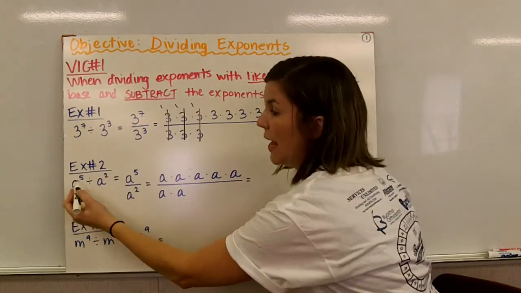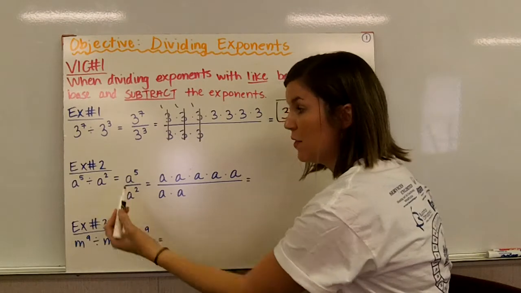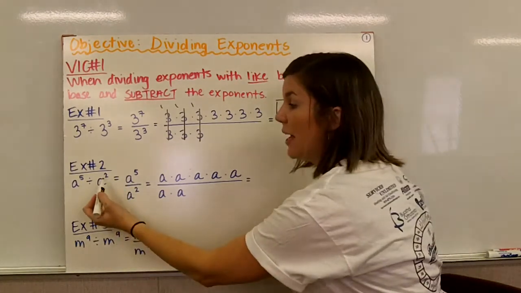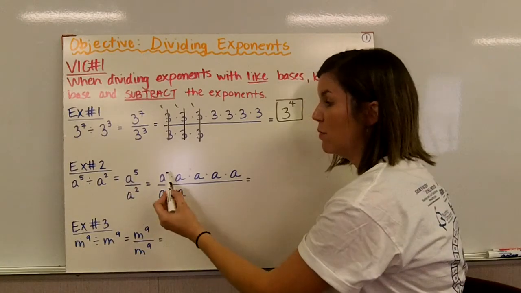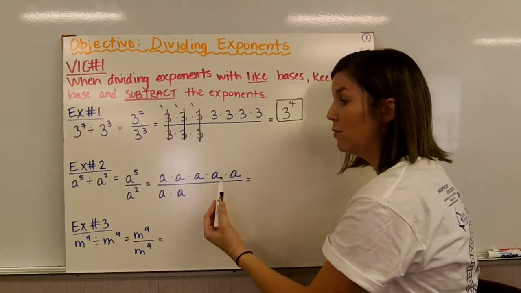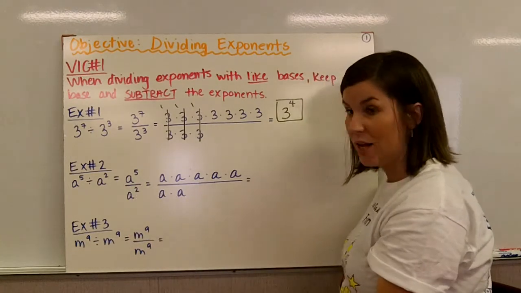Example number 2. A to the 5th power divided by a to the 2nd power. So a to the 5th power comes first, it goes on top. A to the 2nd power comes second, it goes on the bottom. A to the 5th power means a times itself 5 times. A to the 2nd power means a times a.